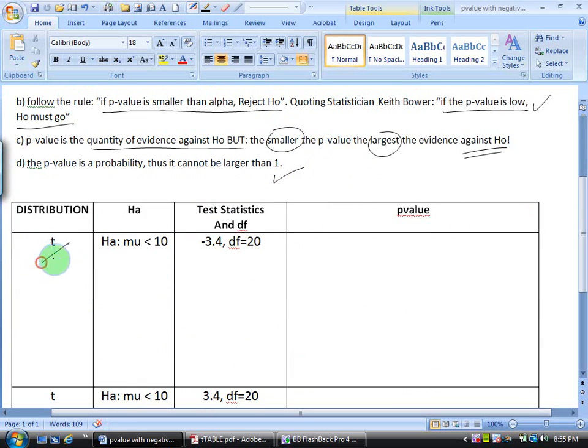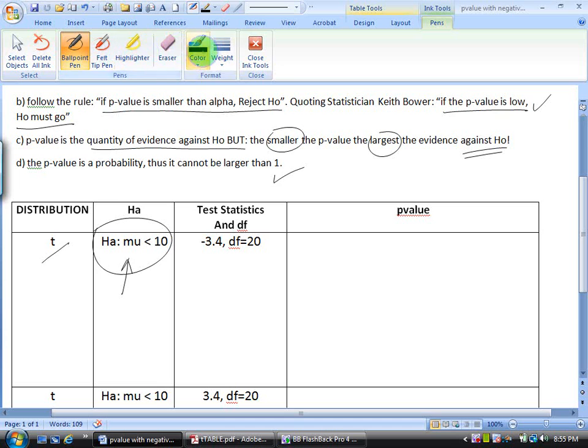Let's say we did a test statistic, T. Here's our HA. It's very critical that you know what HA is because you need to know the HA sign. The sign of HA tells us the direction to go once we know the test statistic. Here's the test statistic, and here is the degrees of freedom, which means this is the row we follow on the table.